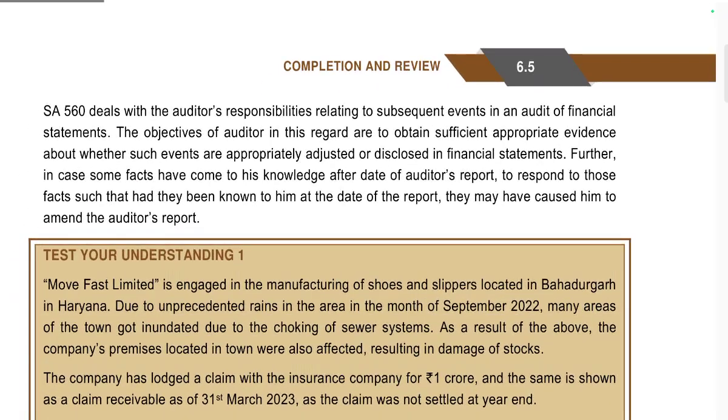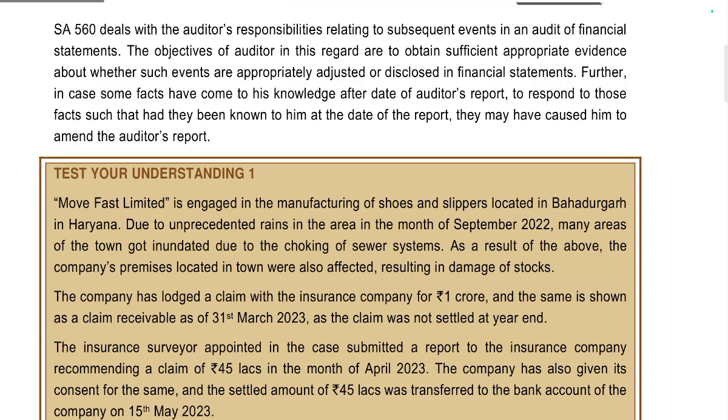SA 560 deals with the auditor's responsibility related to subsequent events in the audit of financial statements. The objective of the auditor is to obtain sufficient appropriate audit evidence on whether such events are appropriately adjusted or disclosed in the financial statements. Further, in cases where a fact comes to the auditor's knowledge after the date of the auditor's report, the auditor should respond to those facts as if they had been known to him on the date of the report.